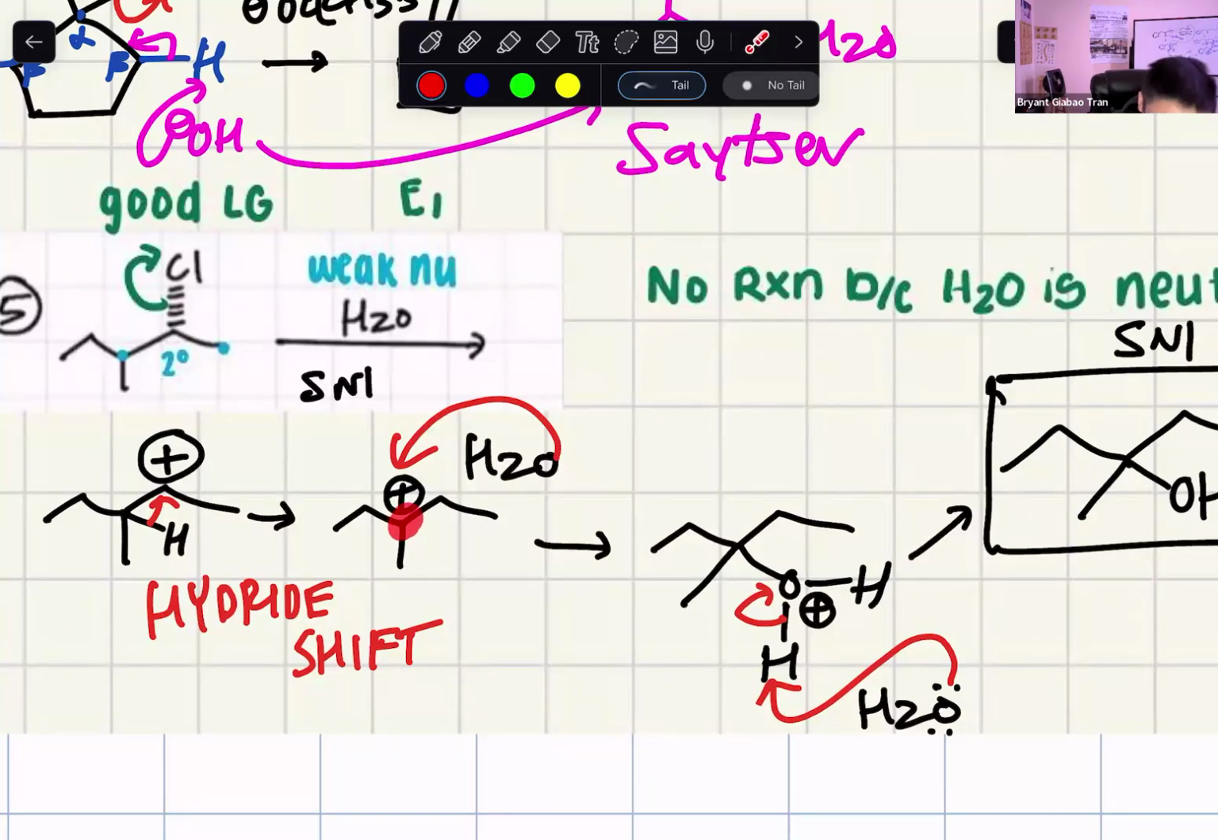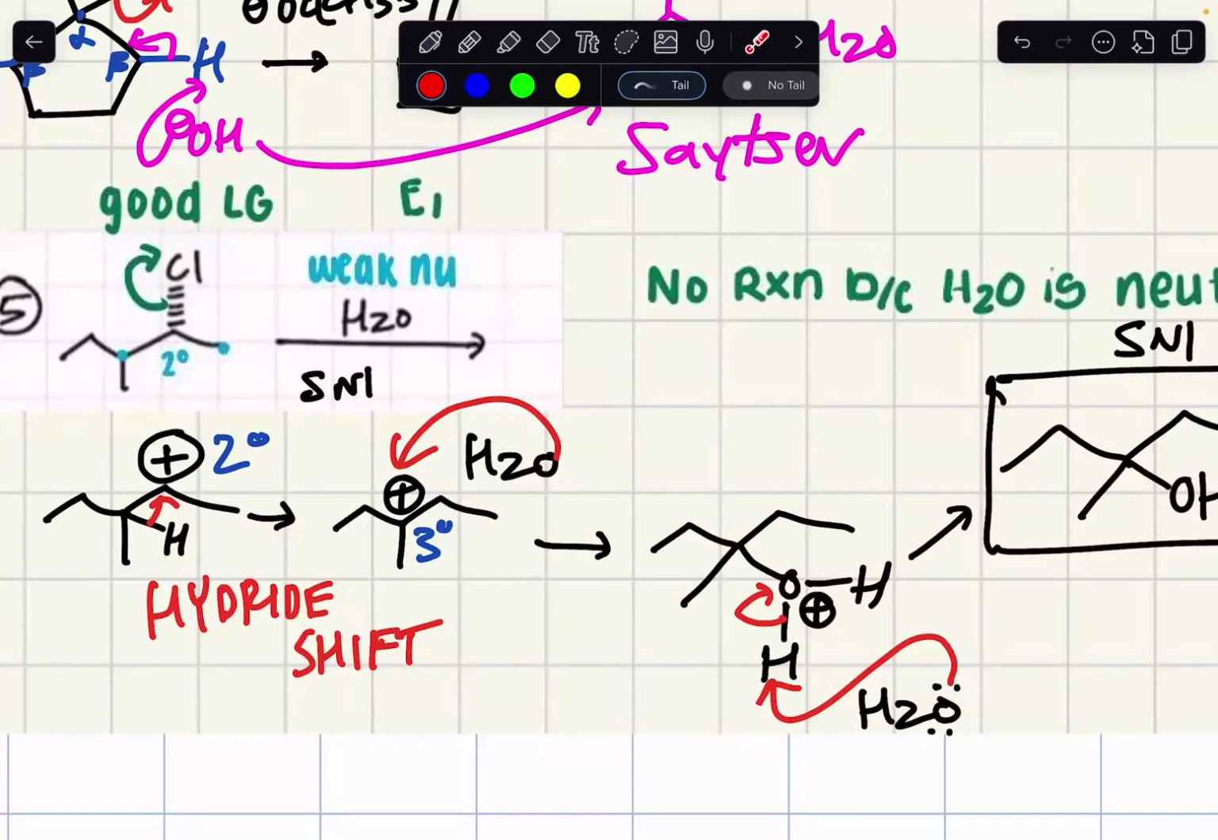Right? This carbon here lost the bond, making that carbon positively charged, but that's the driving force because this secondary carbocation here became a tertiary carbocation. It has more friends, making it more stable. And that's why we do that hydride shift. And then once we have the more stable carbocation, we do the rest of the mechanism.